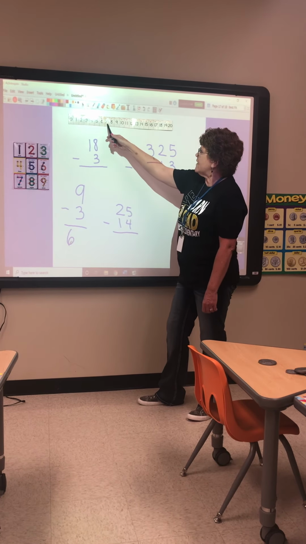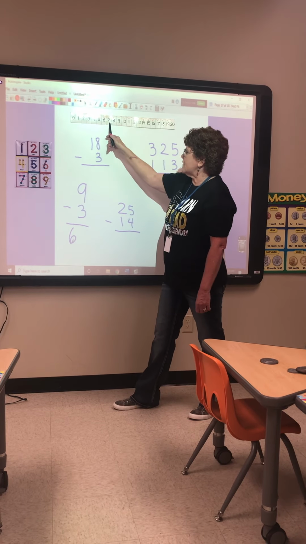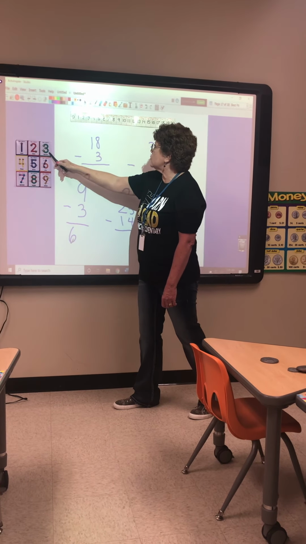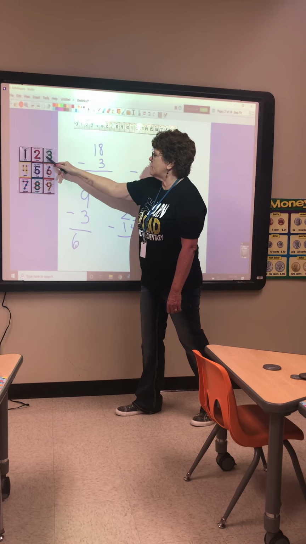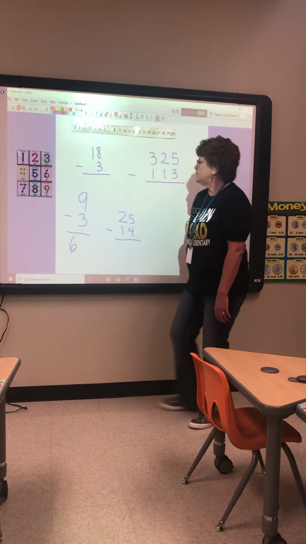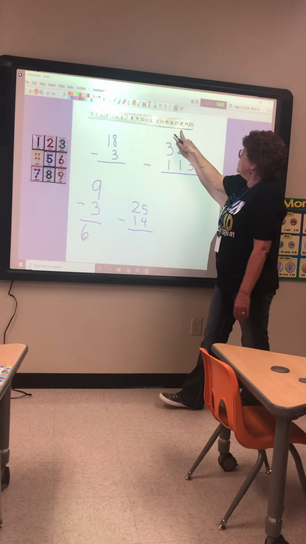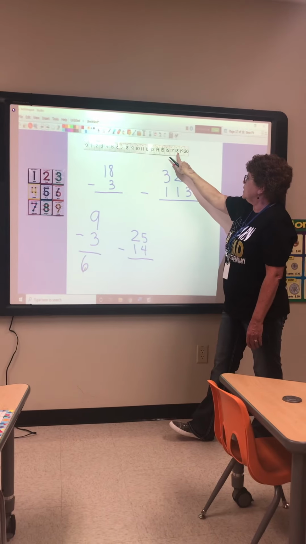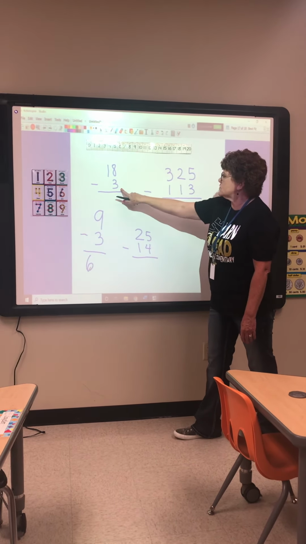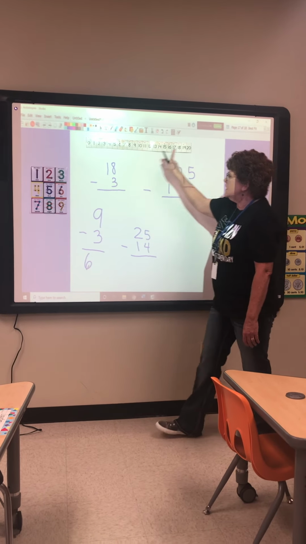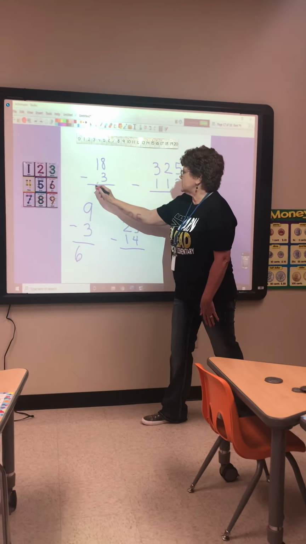If I was on 7 and it was take 3 away, I would start at 7 and count backwards on the 3 from the 7. 7, 6, 5, 4, and my answer is 4. Here's one where we're counting backwards from 18. The number in front of 18 is 17. 18, I'm going to count backwards on the 3. 18, 17, 16, 15, and my answer is 15.